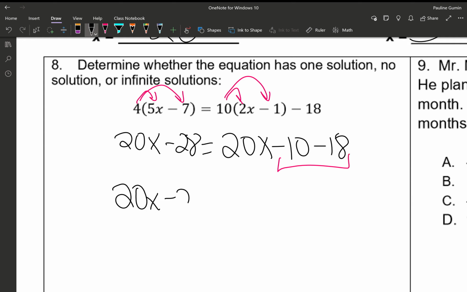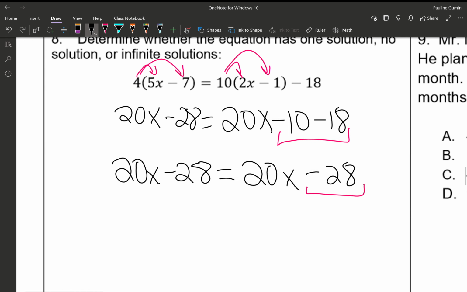So on the left side, I still have 20x minus 28. On the right, I have 20x. Negative 10 minus 18 is negative 28. Okay. Now, what do we notice about the x's on both sides?